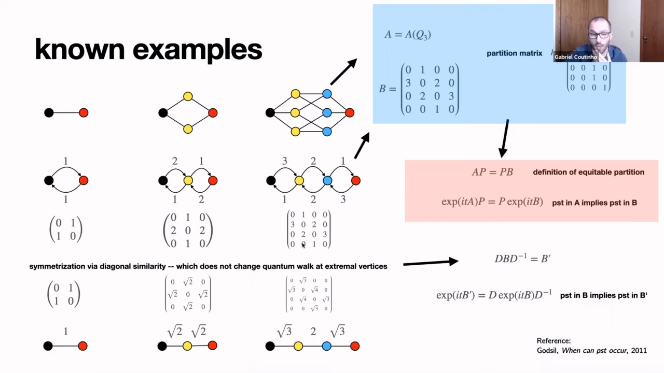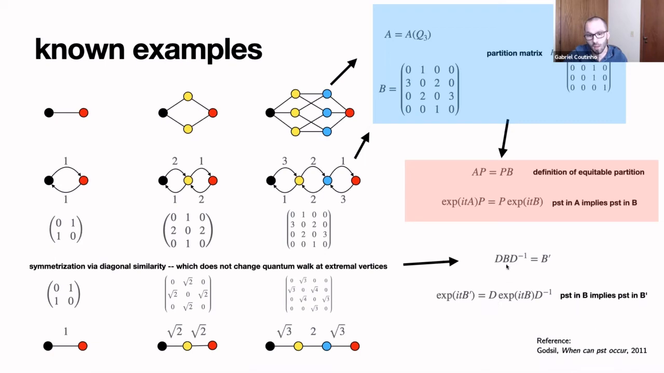And this is not. However, there is a procedure called symmetrization via diagonal similarity, which means that this matrix is similar to this one. And the matrix that you use to realize the similarity is a diagonal matrix. It starts with a one, ends with a one. Similarly for this one, you can compute these diagonal matrices explicitly. So you have that D B D minus one is actually D prime, this matrix, okay? And now this matrix is Hermitian. You can physically speak about a quantum walk here.